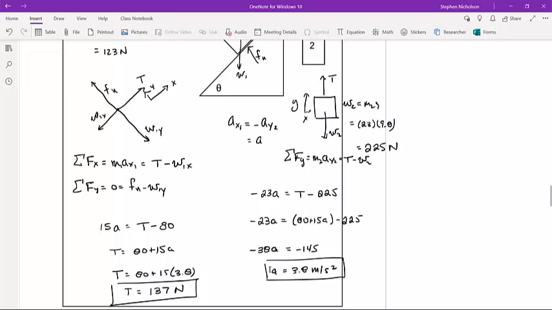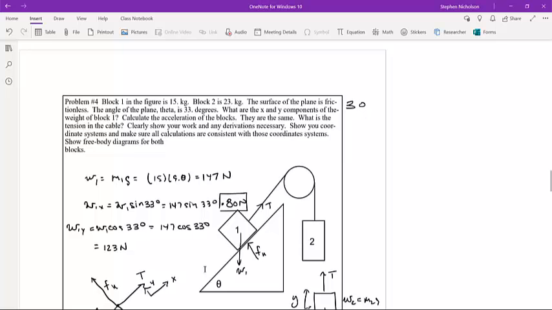Then I take this acceleration, plug it into this equation that I had used for the substitution, and I get 137 newtons. I think that was it that I had to do. Okay.